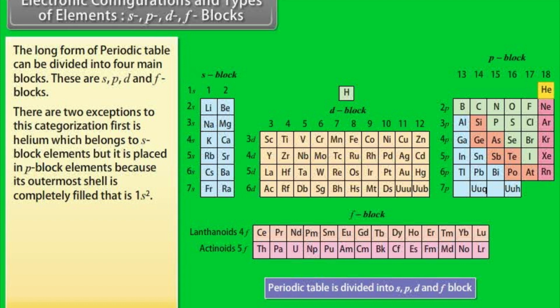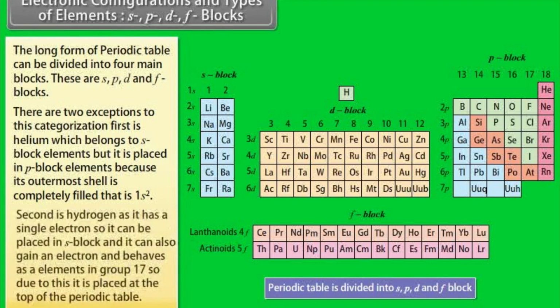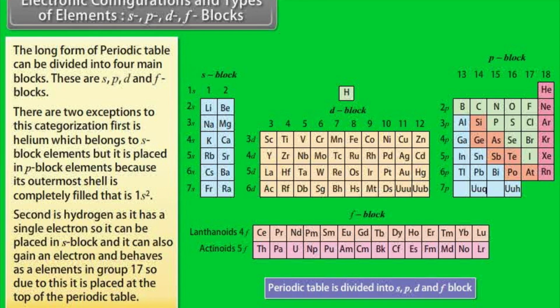First is helium, which belongs to s block elements, but it is placed in p block elements because its outermost shell is completely filled, that is 1s². Second is hydrogen, as it has a single electron, so it can be placed in the s block, and it can also gain an electron and behave as elements in group 17. So, due to this, it is placed at the top of the periodic table.